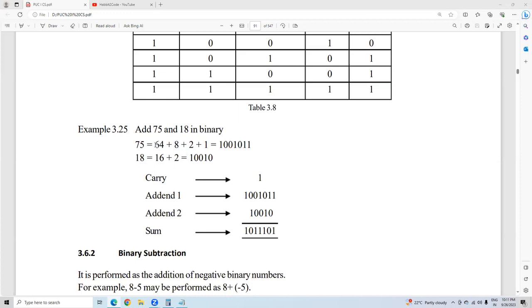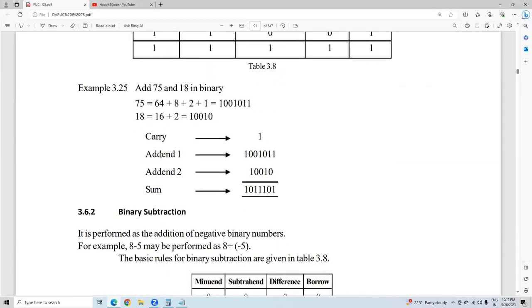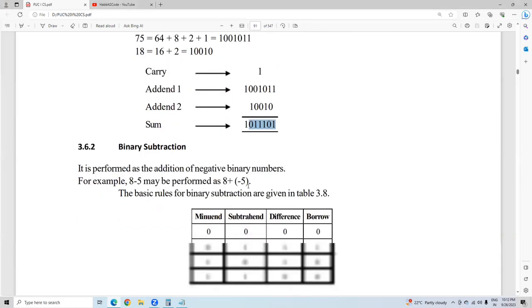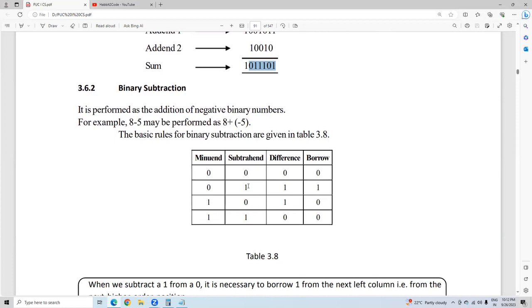In that 11, 8 means 1 byte, 8 bits we have taken. In 11, still 3 are there. Then 2, then plus 1 they have taken. So altogether the binary format will be this much. And similarly, 18's binary equivalent will be this. And then addend 1, addend 2 will be added and carry will be recorded and the total sum will be this one. Then similarly, binary subtraction.